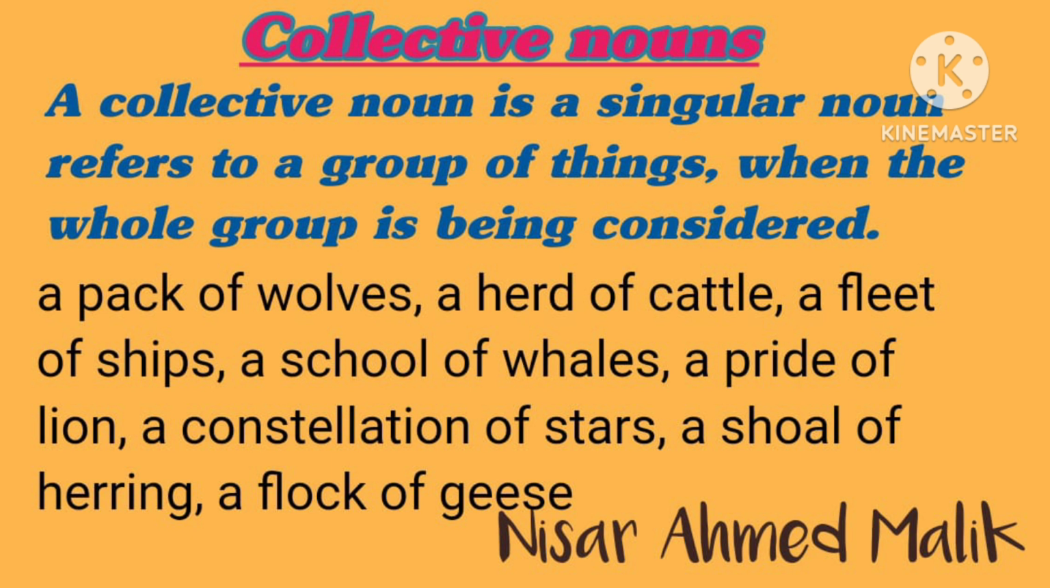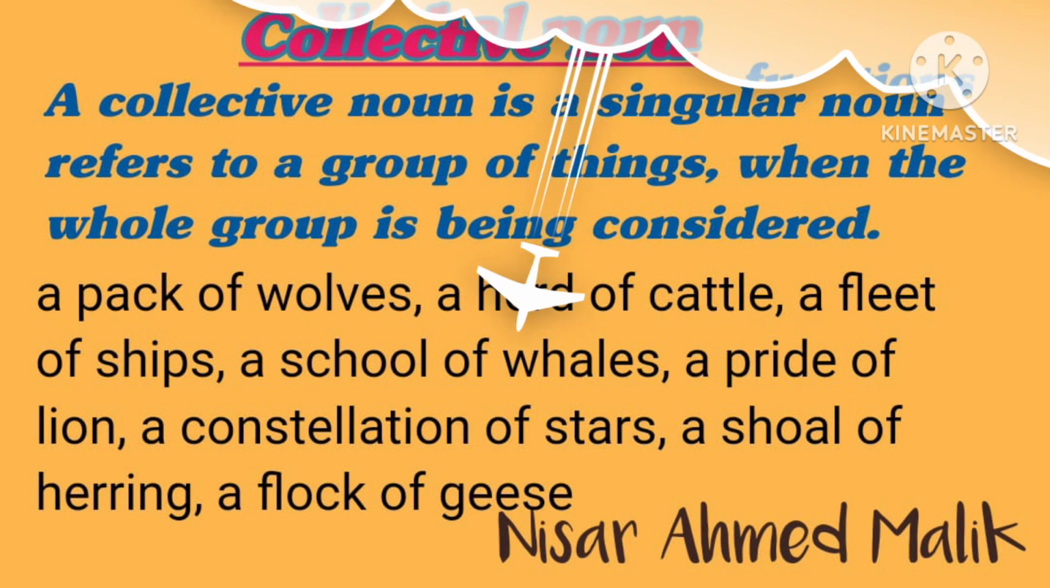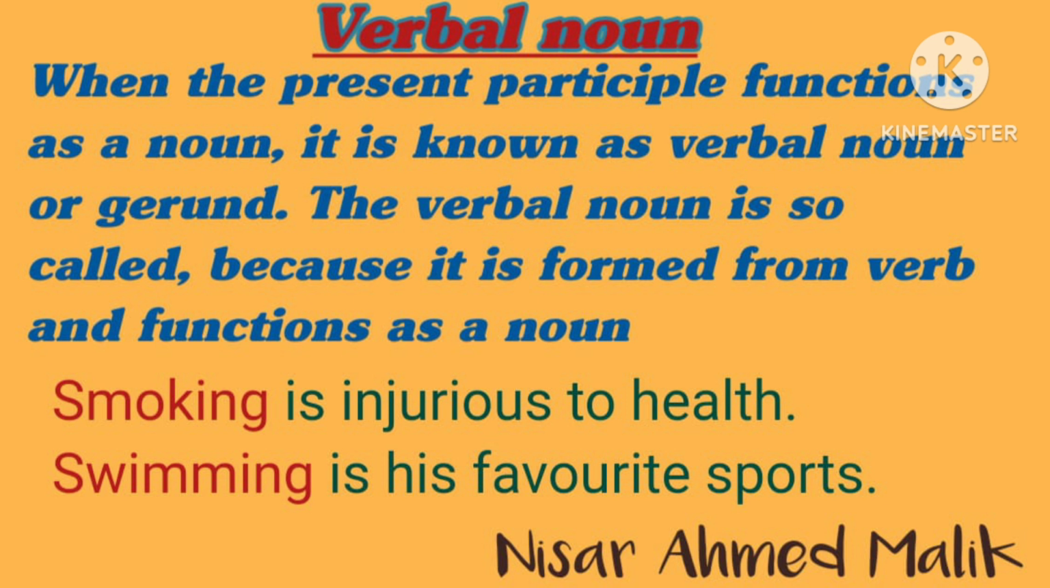7. Verbal noun. When present participle functions as a noun, it is known as verbal noun or gerund. The verbal noun is so called because it is formed from verb and functions as a noun. Example: 1. Smoking is injurious to health. 2. Swimming is his favorite sport. In the above sentences, smoking and swimming are verbal nouns acting as subject of sentence.